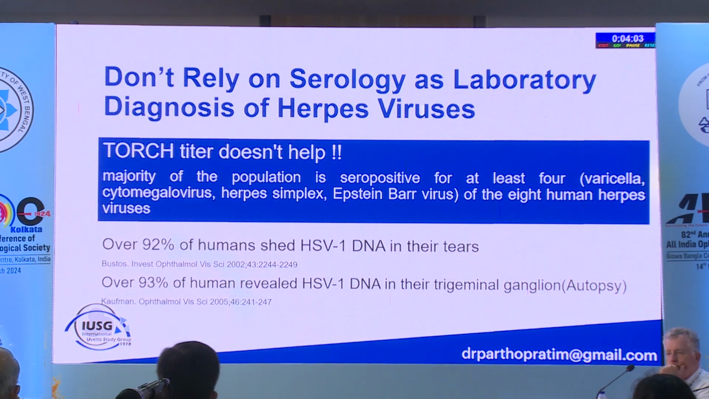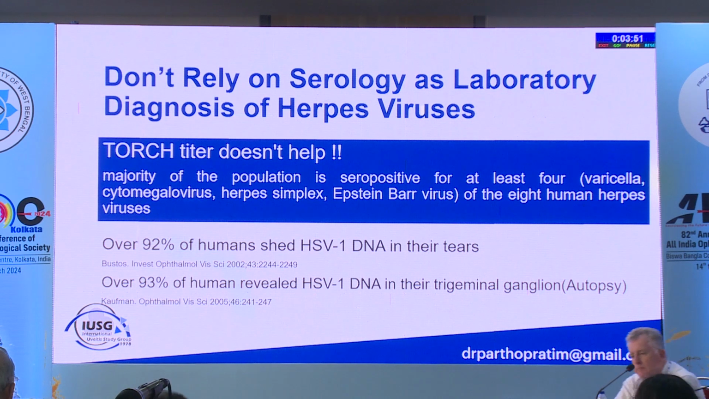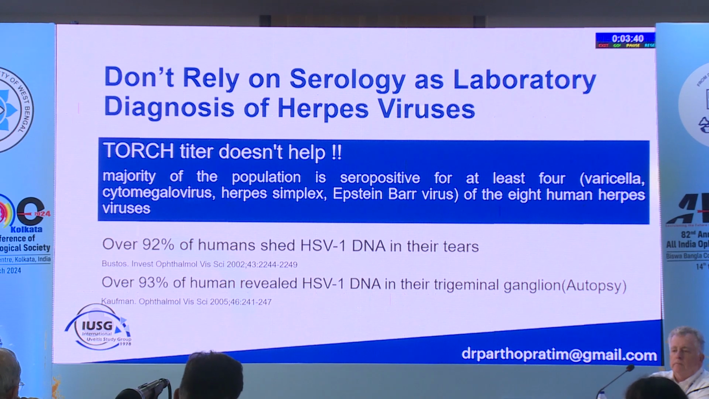Now this is very important in our country: do not rely on serology as a laboratory diagnosis for the herpes viruses. Torch titer is not going to solve your problem. Many times I see that for some retinitis, and some anterior uveitis also, people will rely entirely on the torch titer and try to treat them. Look at these 2 studies: 92% of humans shed HSV1 DNA in their tears.